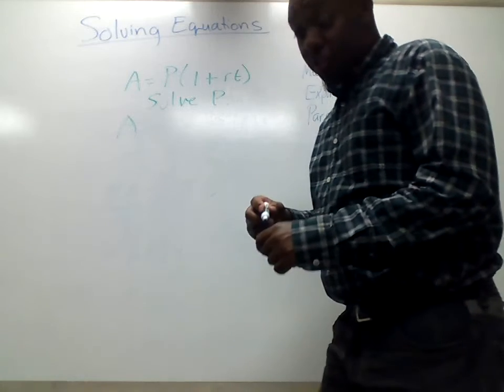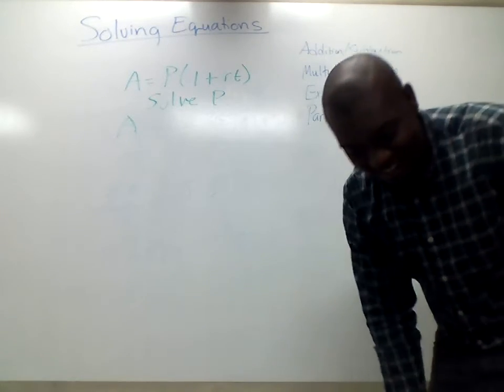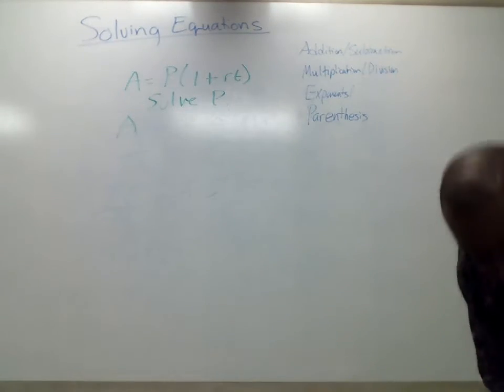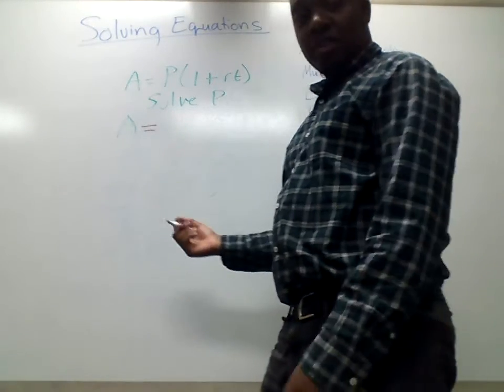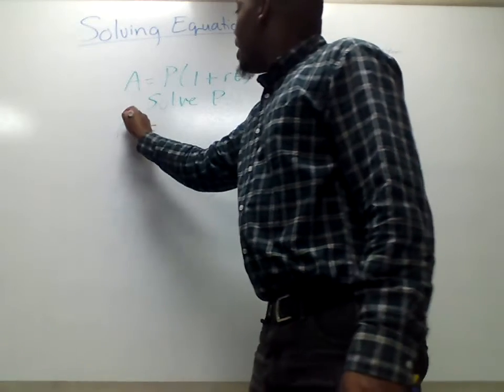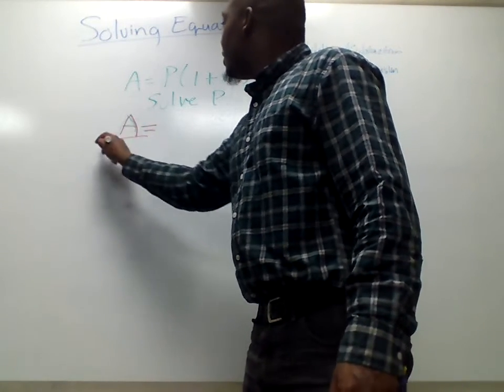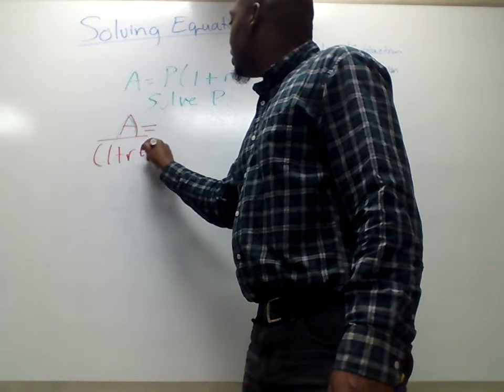And of course, all my markers are dying now that I'm on film. There's a good one. So we're going to divide both sides by the parentheses, 1 plus RT.